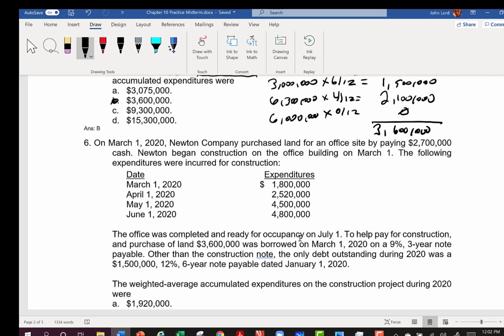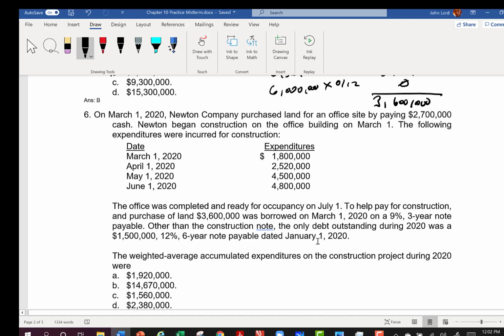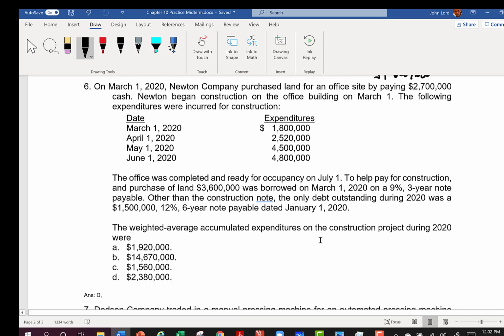We purchased land for 3 million, which, what am I looking at here, guys? Sorry, I'm getting a little bit confused. This question goes on quite a bit, so let me move this up a little bit. Okay, so on March 1st, 2020, purchased land for an office site paying $2,700,000 cash. Newton began construction on the office building on March 1st, right? The following expenditures were incurred for construction.